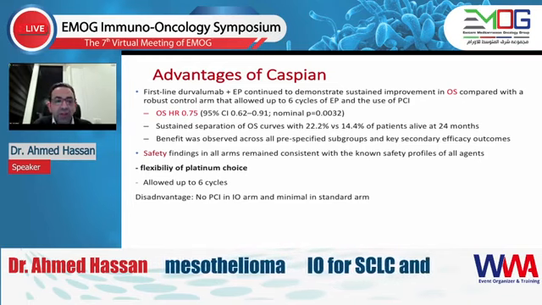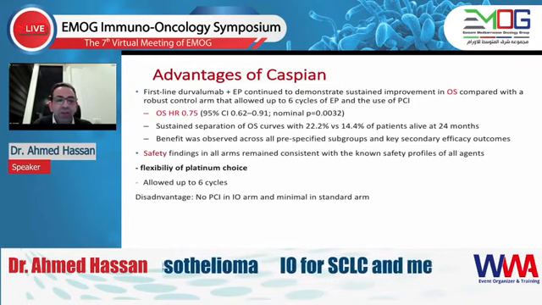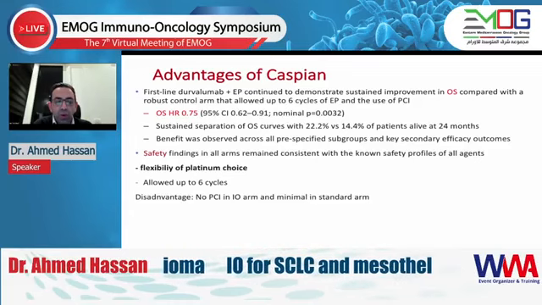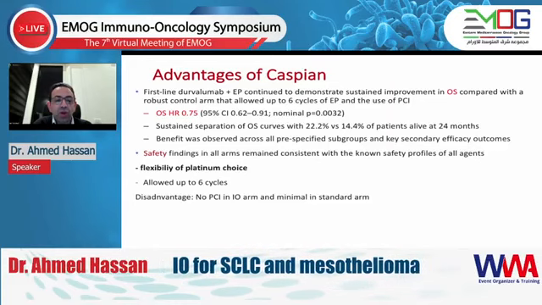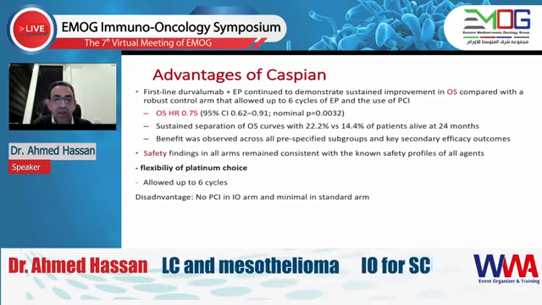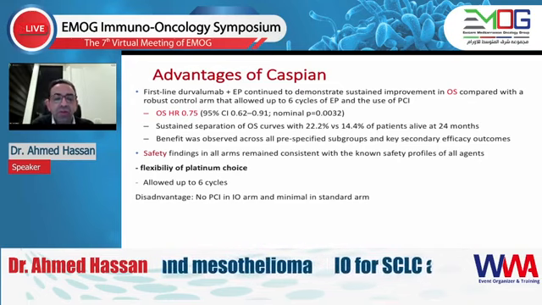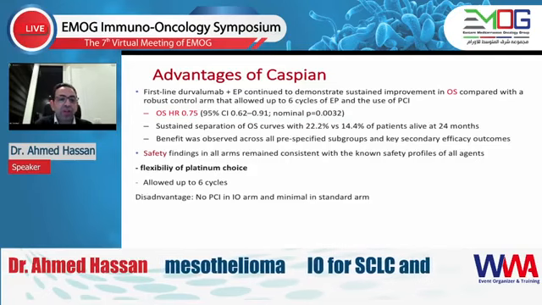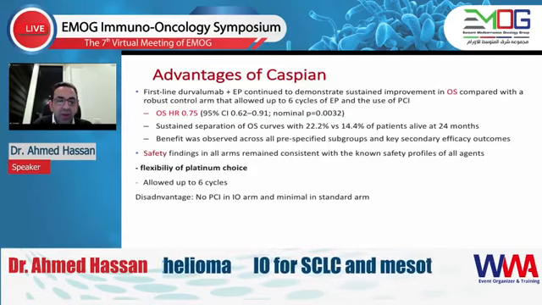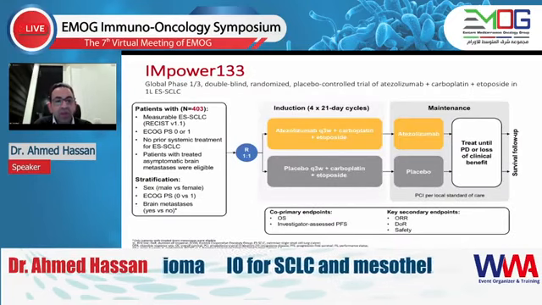One of the advantages of the study is that it gives you flexibility to choose platinum of your choice. It gives you the liberty to go beyond 4 cycles. But the disadvantage is it did not offer patients in the immunotherapy arm, or the physicians, the liberty to give prophylactic cranial irradiation, which is almost a standard of care in most centers across the world.